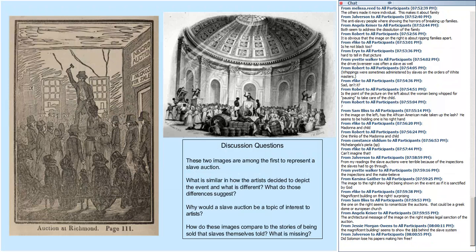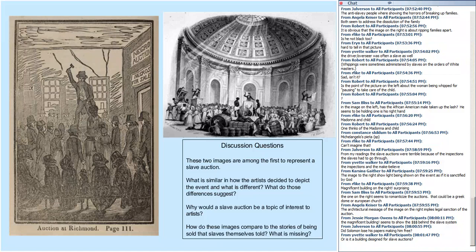All very excellent observations. The image on the right is published in a British book from a British traveler who came to America and wrote about what he saw as he traveled through the slave states. The artist who made the image never actually saw the place that he drew. He was drawing from the author's description of the place. And the place that that author was describing was in New Orleans.